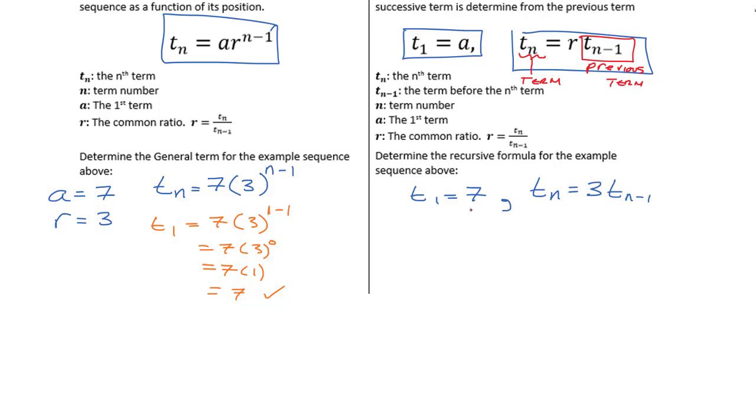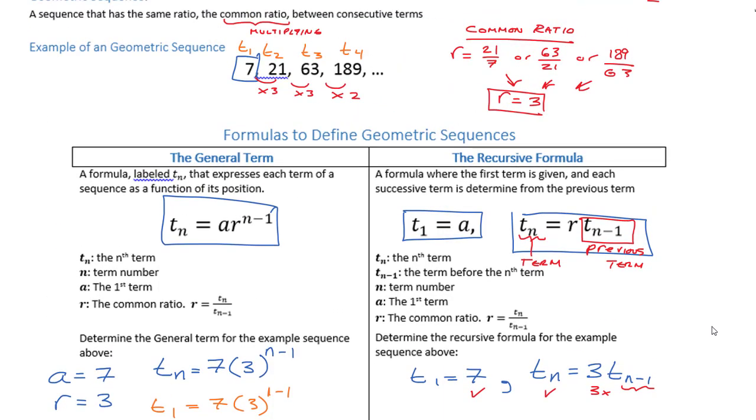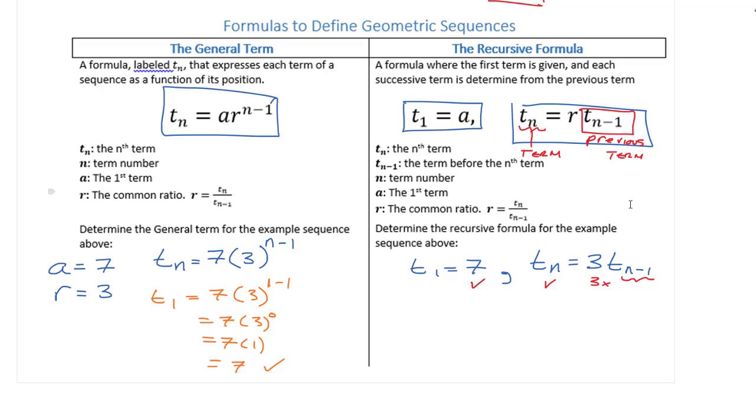All this formula says is, look, here's your first term, and then to find any term, go times 3, multiplying by whatever term came before it. So if you look at it, isn't that all we're doing? 7 times 3 is 21, 21 times 3 is 63. To find the next term, you just multiply the previous term by 3. And that's all this formula is trying to show us. All right, let's move on and do some examples.